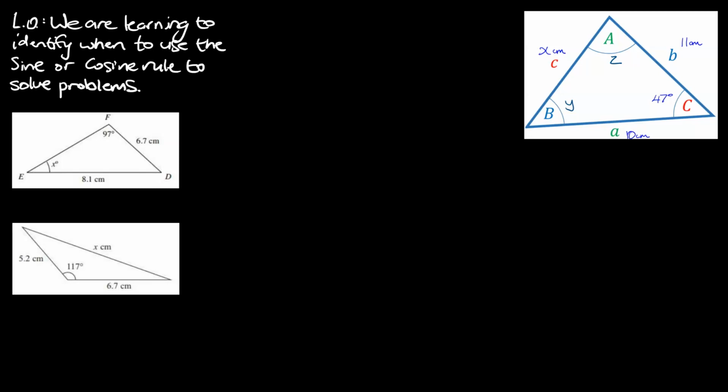Today's learning objective is in white, and we are learning to identify when to use the sine and cosine rule to solve problems. What this lesson is going to focus on is when do we use the sine rule and when do we use the cosine rule. Sometimes they're a little difficult to figure out, and we're going to go through those. We've got two examples on the left, which we're going to start with, and then we're going to move on to the example on the right as well.